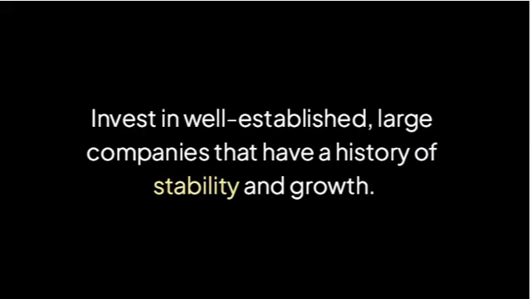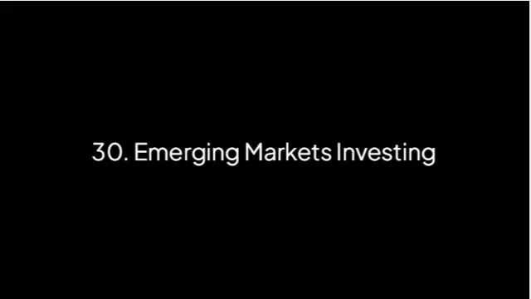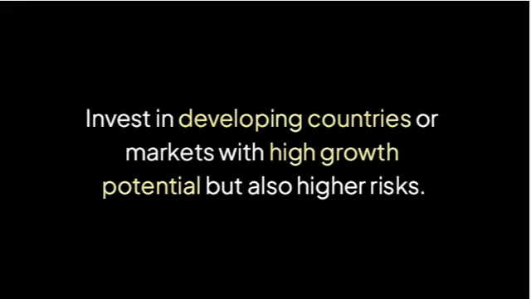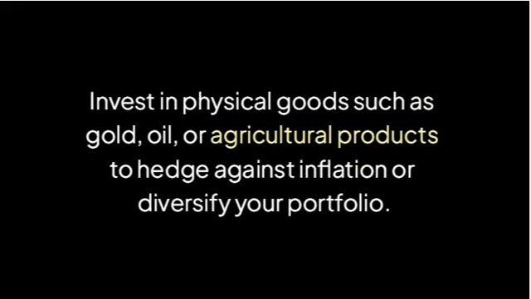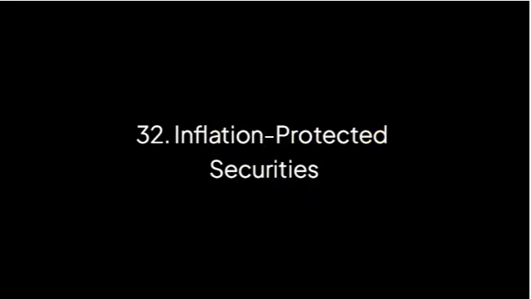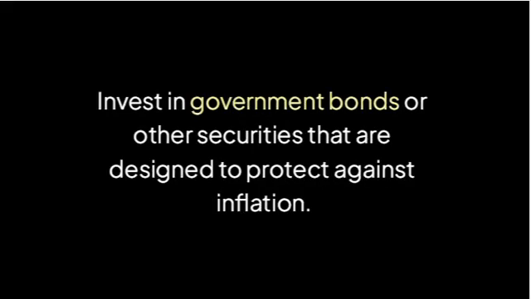Invest in well-established, large companies that have a history of stability and growth. 30. Emerging markets investing. Invest in developing countries or markets with high growth potential but also higher risks. 31. Commodities investing. Invest in physical goods such as gold, oil, or agricultural products to hedge against inflation or diversify your portfolio. 32. Inflation-protected securities. Invest in government bonds or other securities that are designed to protect against inflation.